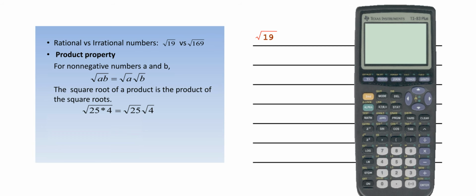So calculator time. Turn on your calculator, clear anything you might have, push the second button, and then you have a square root right where your x squared is. So by pushing second, the x squared will give you the square root. Once again, the square button is right next to your 7, in the corner of the number 7 keypad.